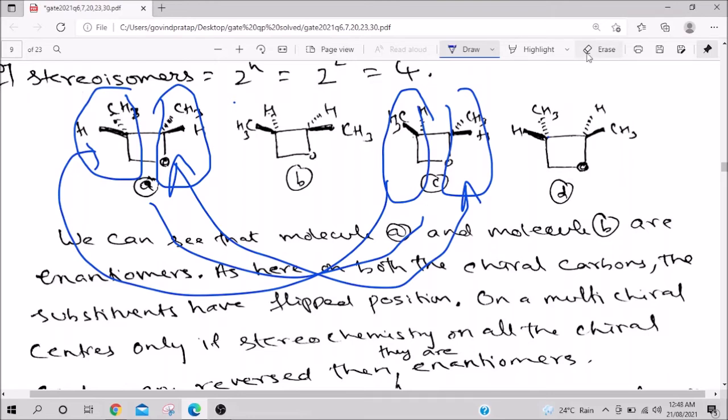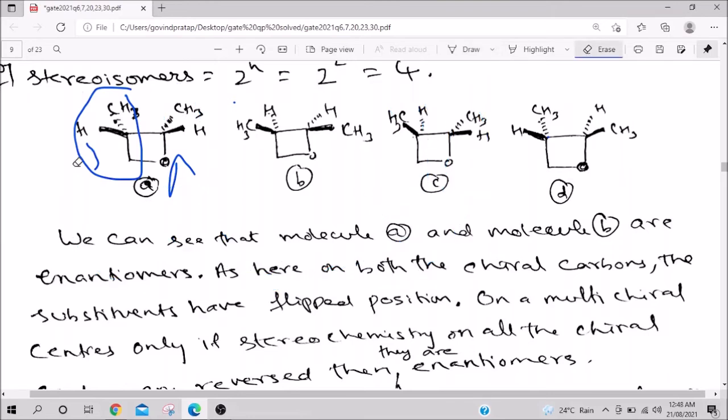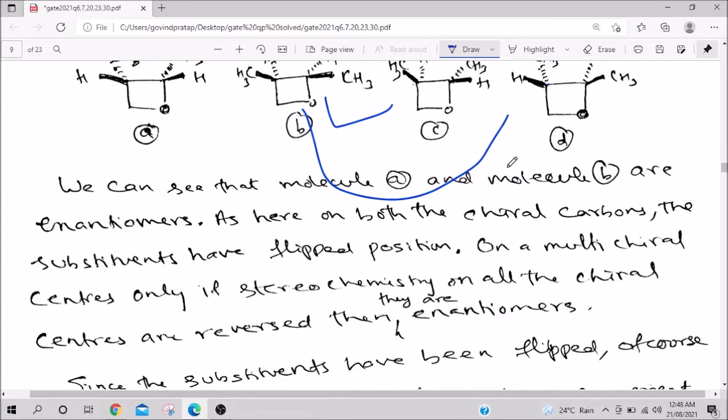Please remember this, diastereomers are stereoisomers which are neither superimposable nor mirror images. Similarly, A and D also are diastereomers. Similarly, B and C are also diastereomers, and B and D are also diastereomers.